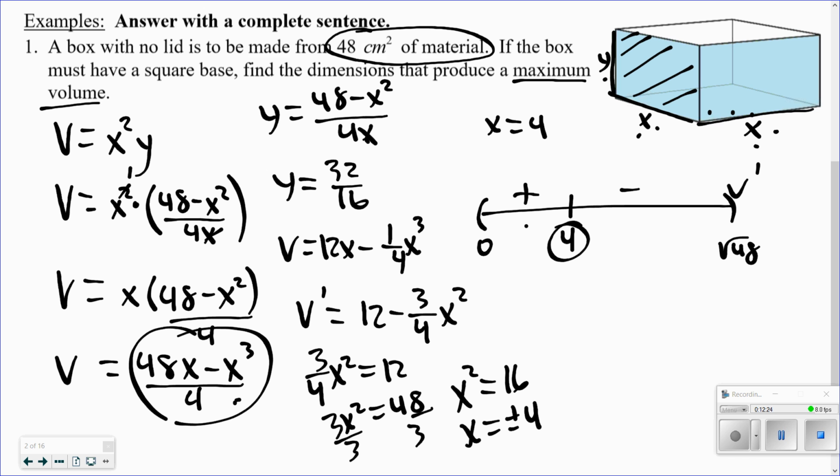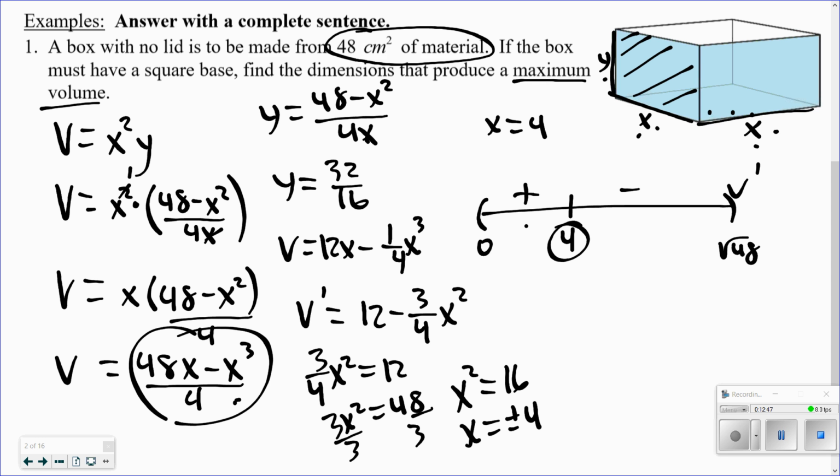If you want to be specific, you could say the base is 4 by 4. And I should label those, I'm sorry. We're talking about centimeters. So 4 centimeters by 4 centimeters, and the height is 2 centimeters, and that would maximize the volume. These steps are long and complicated, but if you follow them, they can help you step yourself through.